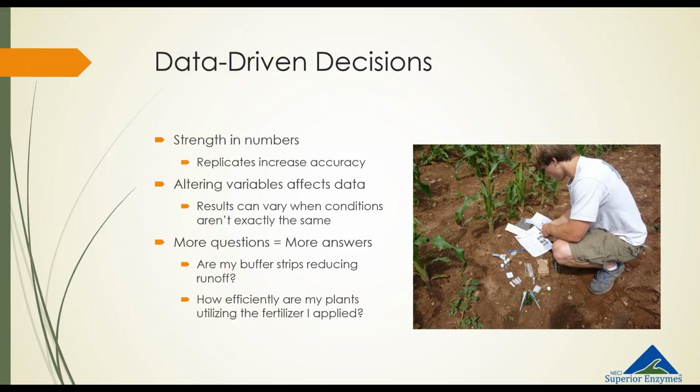Are your buffer strips working? Is it time to add a new PSNT? Testing for corn is very important. All of these timely decisions need better data.